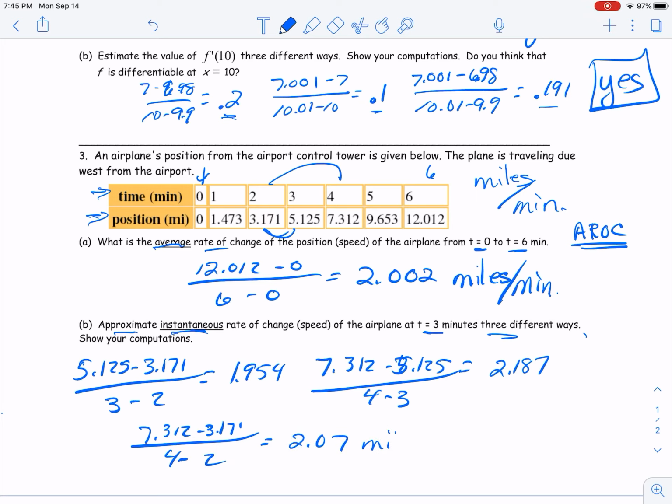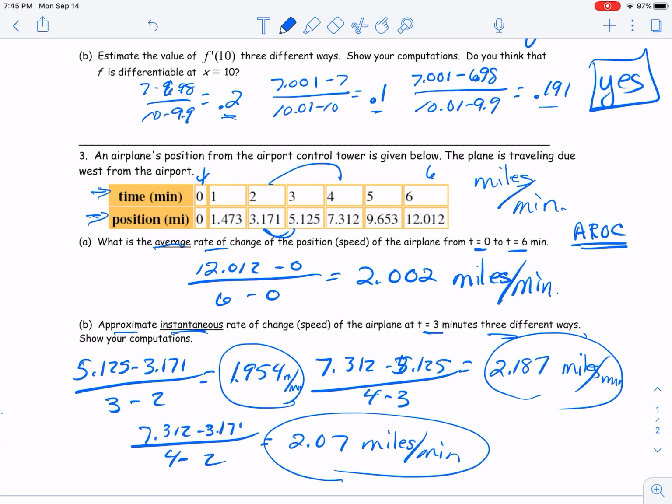Remember, these are all miles per minute. Okay, they're all pretty close to 2, so that's what I would estimate.